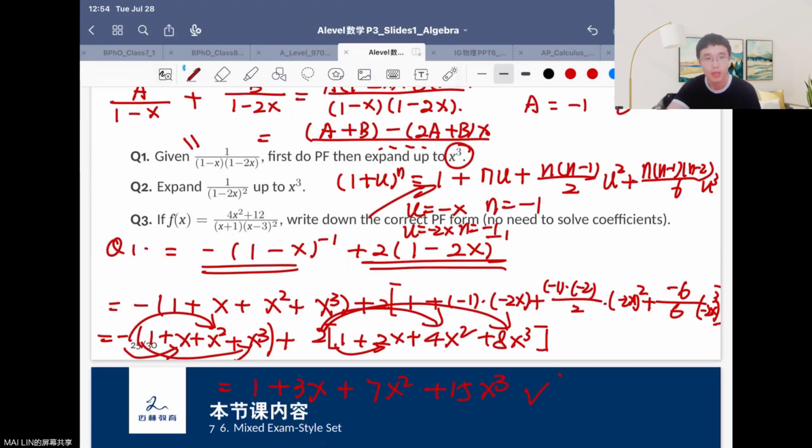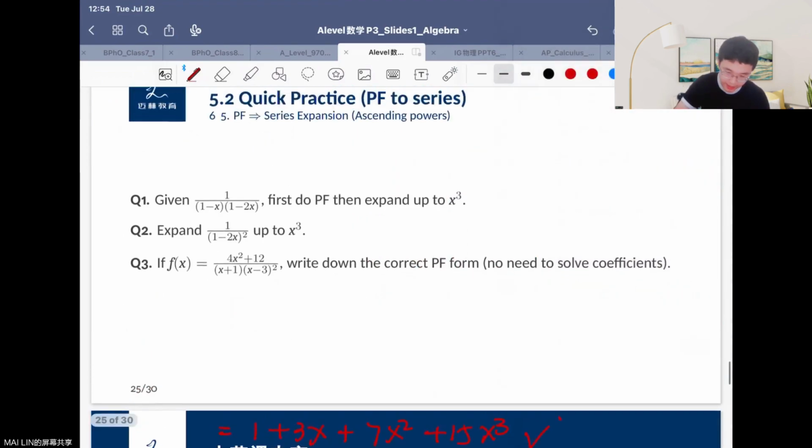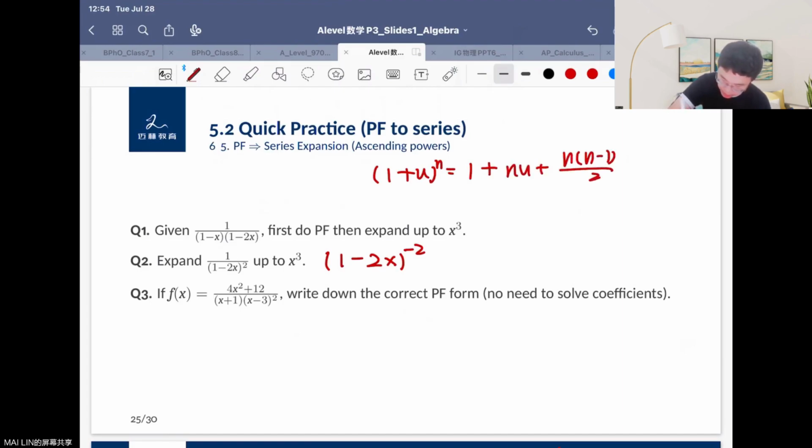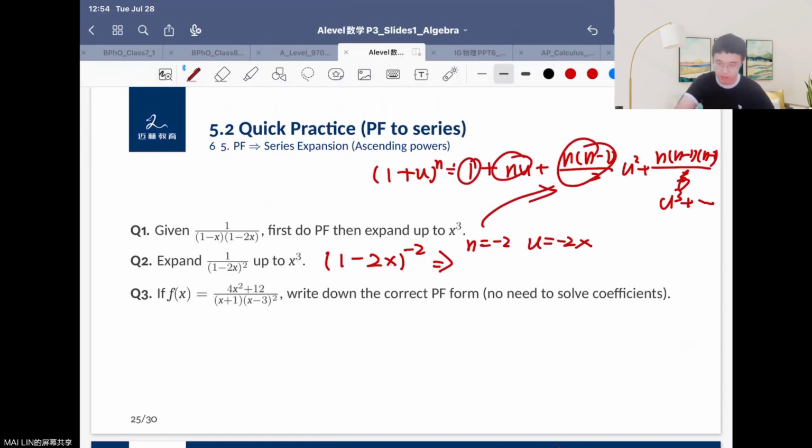Okay, and for the second problem, you can expand 1 over 1 minus 2x squared up to x cubed. So you can just read it as 1 minus 2x to the power of negative 2, right? So you can consider using the formula: 1 plus u to the power of n can be expanded as 1 plus nu plus n times n minus 1 over 2 times u squared plus n times n minus 1 times n minus 2 over 6 times u cubed, right? So it can be considered as n equals negative 2 and u equals negative 2x, right? Just fit into it and provide the first, second, and third terms, the last step, okay?